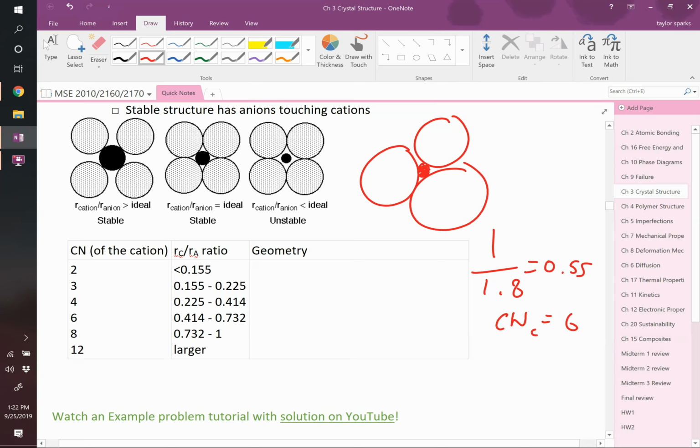So this is a pretty handy tool. There are exceptions, just like everything. There are exceptions to this general rule, but this helps. Now let me ask you, what does it look like? What's the shape of the object that's surrounded by 6 nearest neighbors? What do we call that shape?